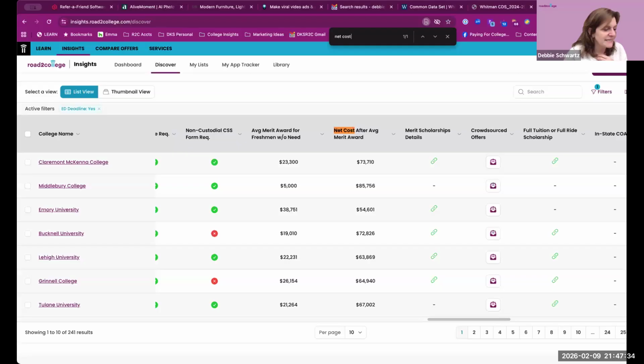Do you need to pay for the site to see this information? So this site is called insights.roadtocollege.com. You can create a free account. With the free account, you can do some searching and filtering. You can't see the crowdsourced information that I showed you, the crowdsourced offers. That's our most valuable information. But you can do some filtering. You can create a few lists, but it's limited. The free account's limited just to give you an idea of what you can do.